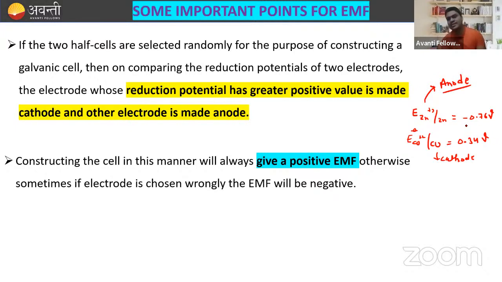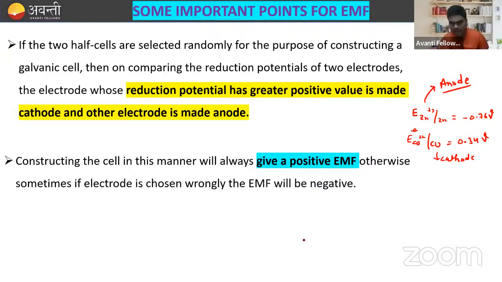These values are provided in the question, so no worry. The reduction potential of the electrode is already provided in the question, so on the basis of these values you can identify which one acts as a cathode and which one acts as an anode. I hope this is clear to you.